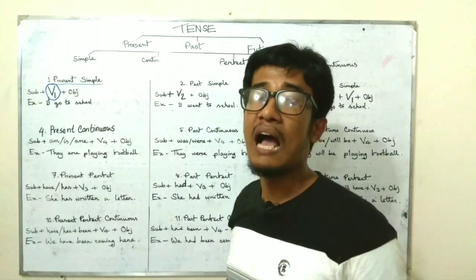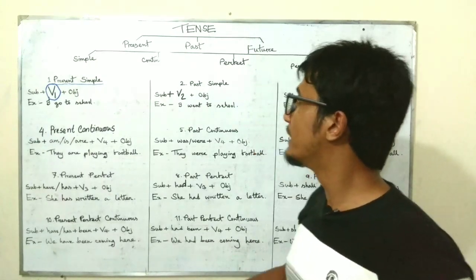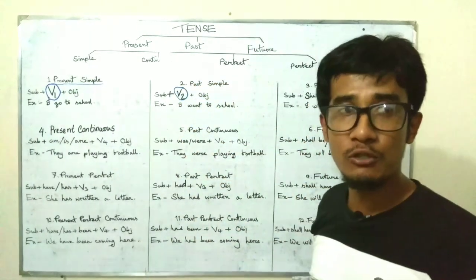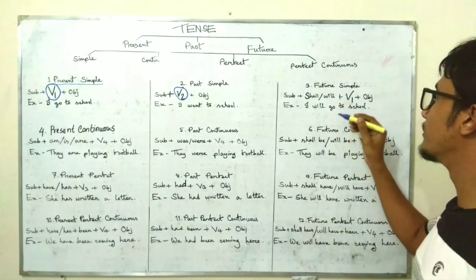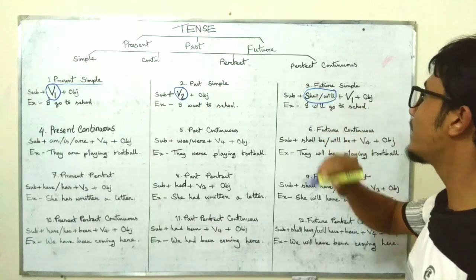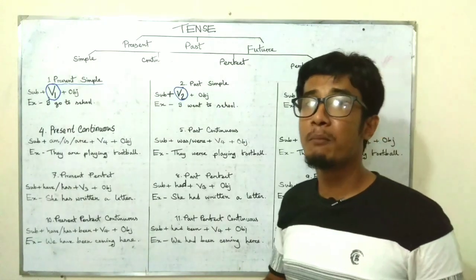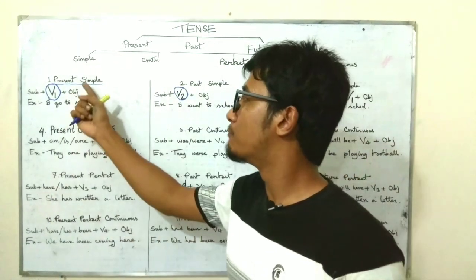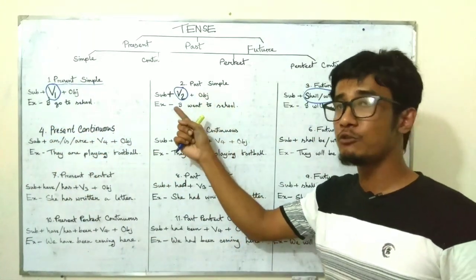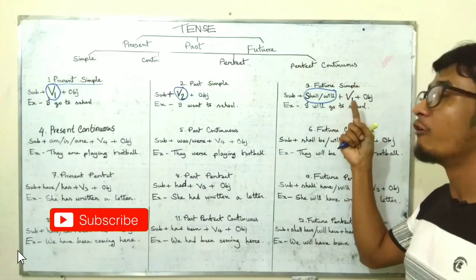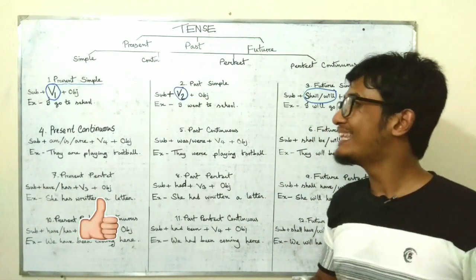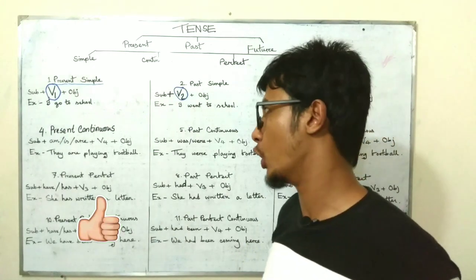In present simple, I have used V1. In past simple, I have used V2. And in future simple, before V1, I have used shall or will. So try to remember these changes only. In present simple, V1. In past simple, V2. And in future simple, V1 but prior to V1, shall or will. I think simple is clear to you all.